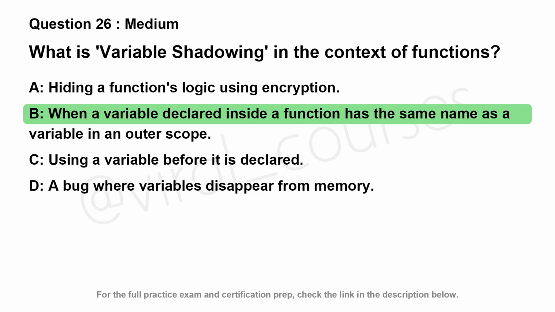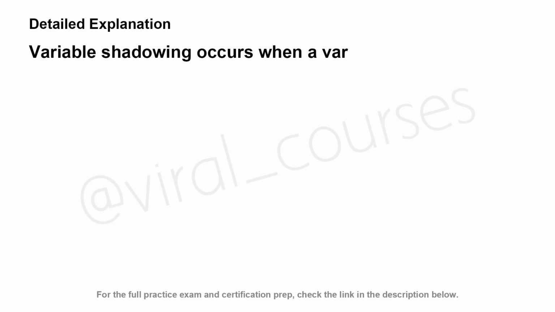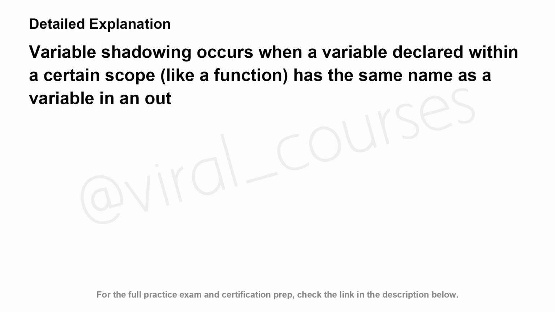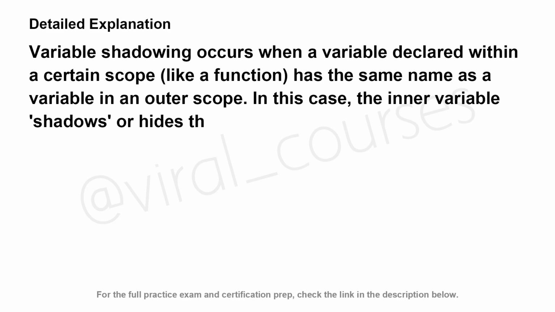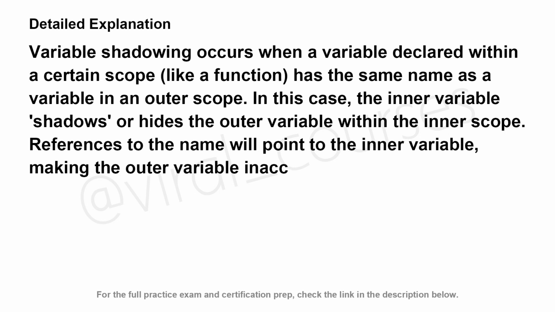The correct answer is B. Variable shadowing occurs when a variable declared within a certain scope, like a function, has the same name as a variable in an outer scope. In this case, the inner variable shadows or hides the outer variable within the inner scope. References to the name will point to the inner variable, making the outer variable inaccessible within that function.